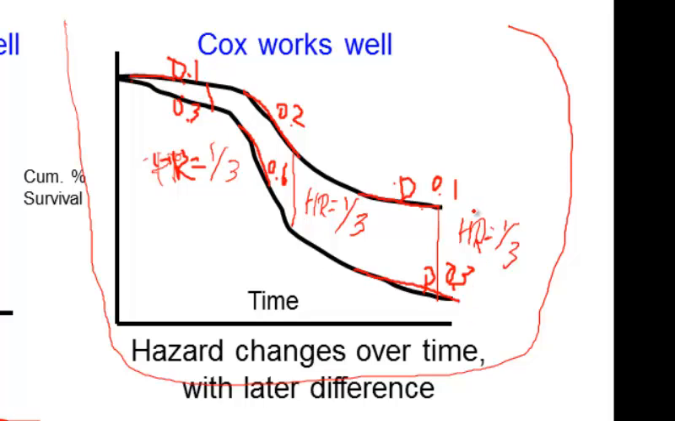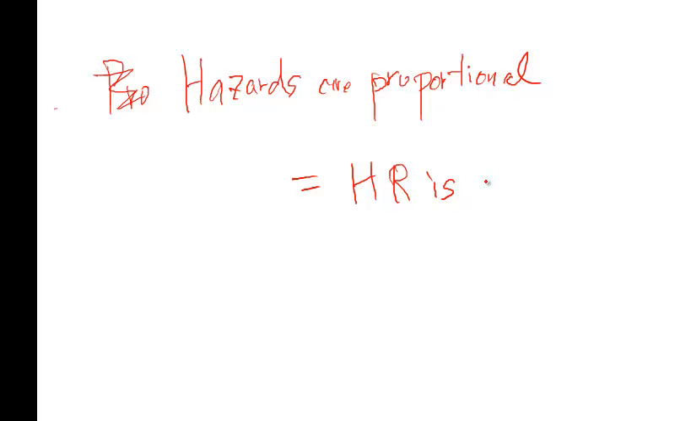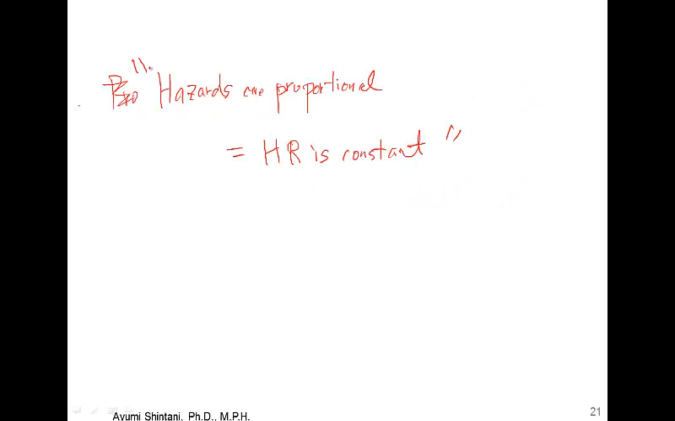Okay? So when we say hazards are proportional, that means the hazard ratio is constant. Hazards are proportional. This is the same thing as the hazard ratio is constant. Alright?